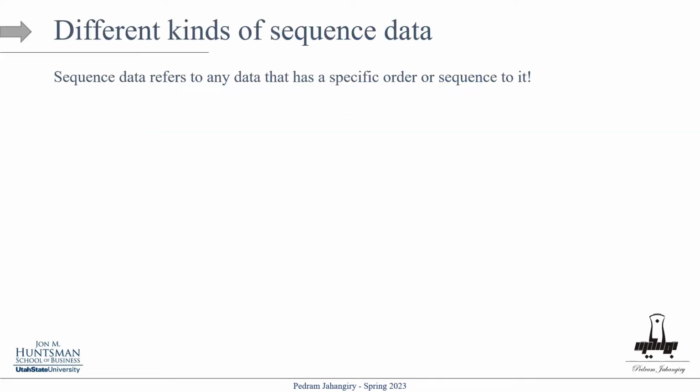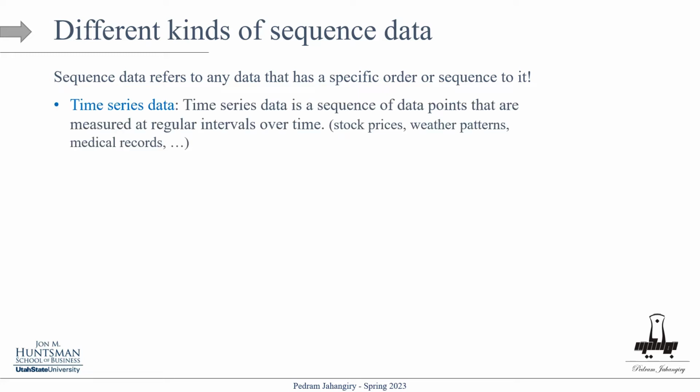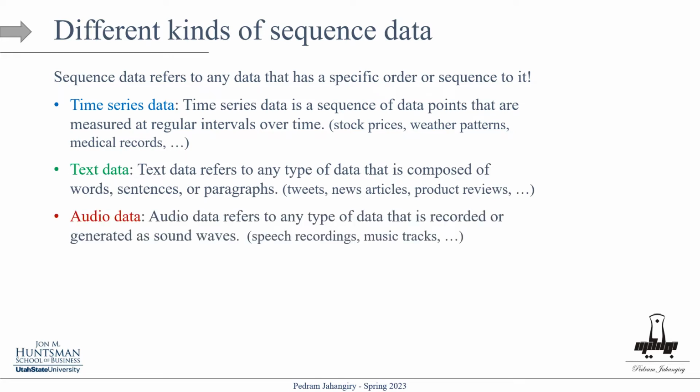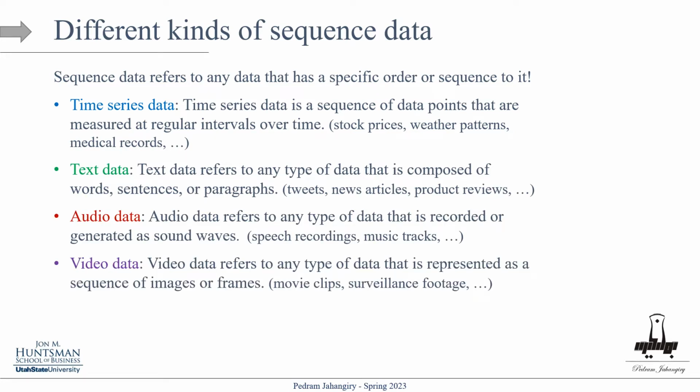All right, let me quickly remind you of different kinds of sequence data that we already talked about in part 1. We said that we can have time series data, text data, audio data, and video data. These are all examples of sequence data that we can handle with this recurrent neural network architecture. So in part 1 and 2, we covered some examples from time series data. Now we're going to talk about text data.